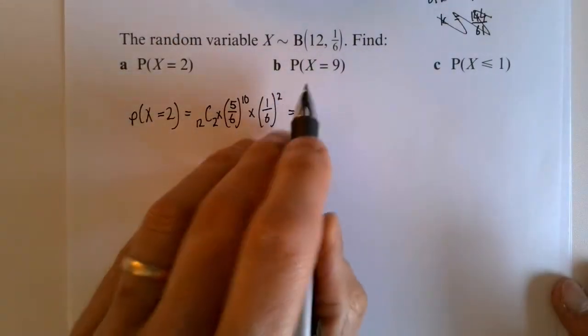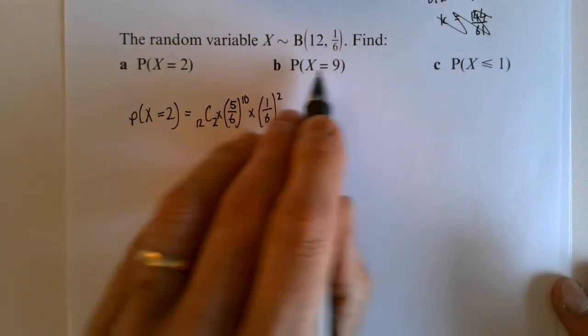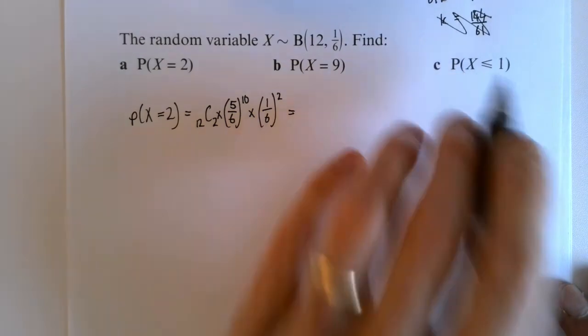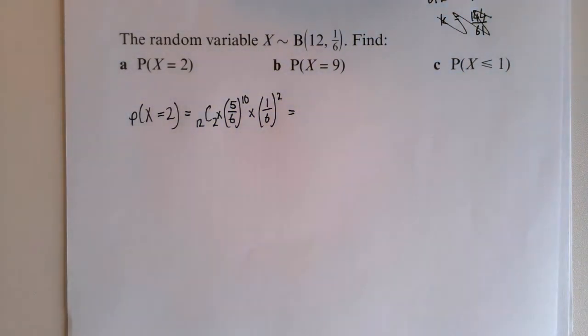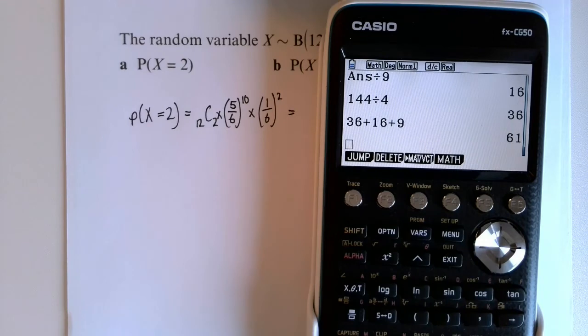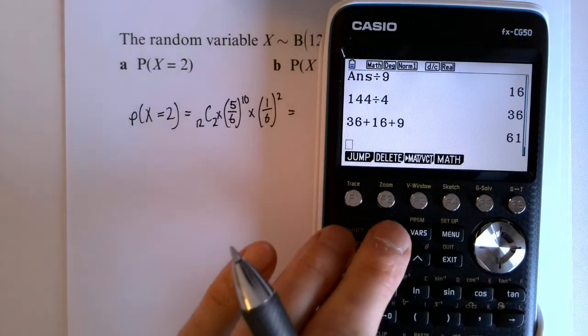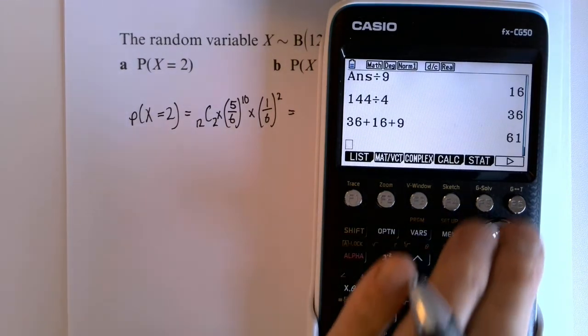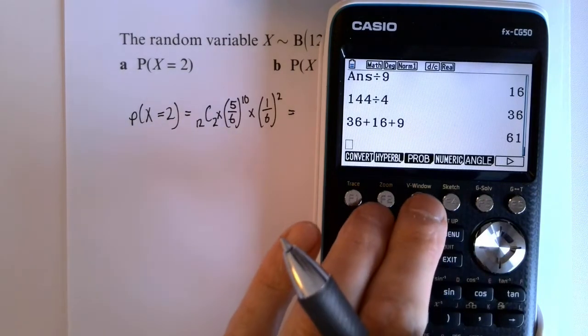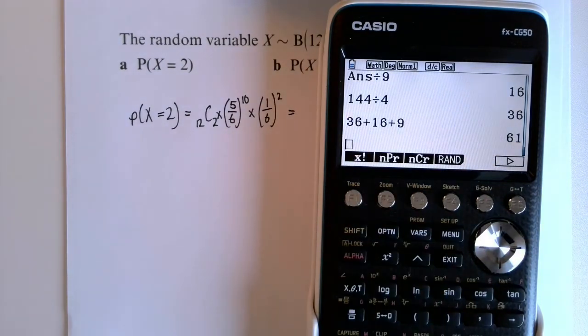So have a go at that, and then see if you can answer this one, and then this one. Pause and have a go. Actually, let me just remind you how to get nCr on your calculator. So you go to Option, second page, Probability. There it is. Go on, have a go.